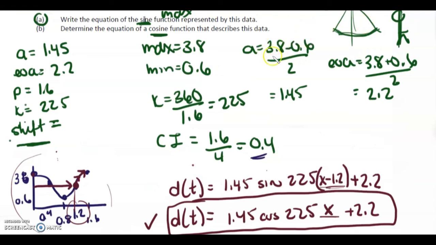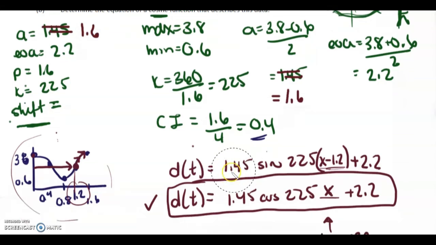Looking back at this, I recalculated my amplitude. I actually get 1.6, which just makes this number 1.6 and this number 1.6. Let's do it in purple. Sorry about that.